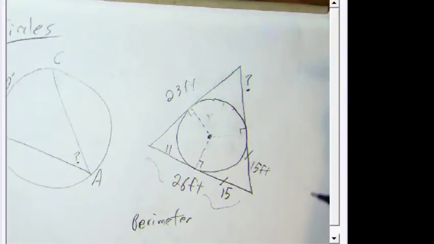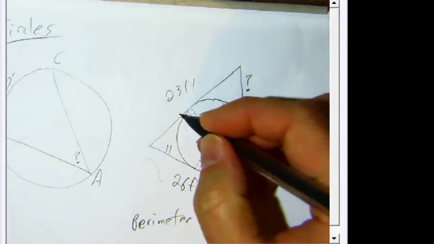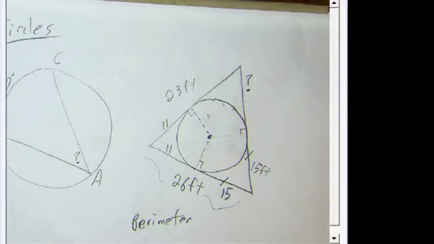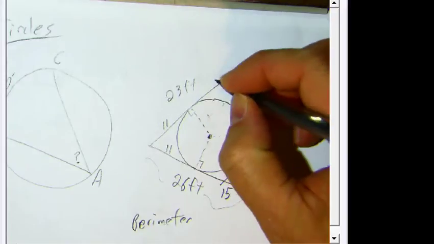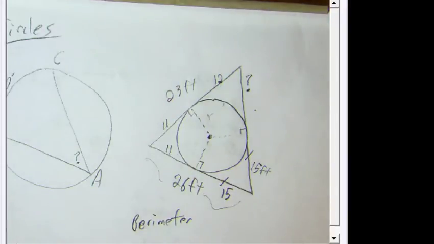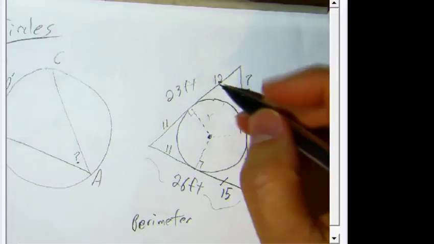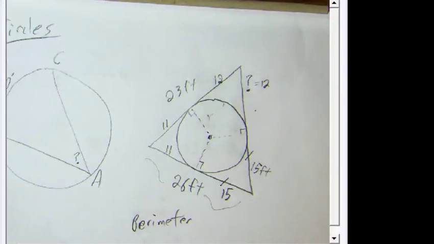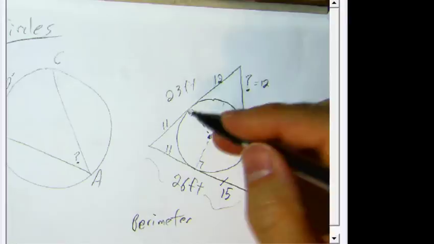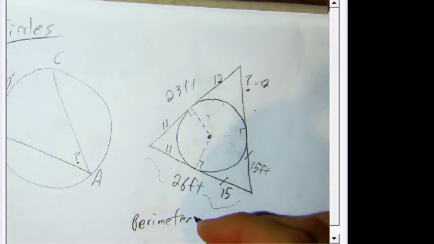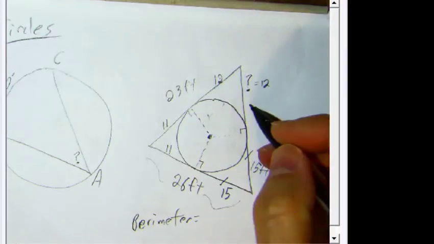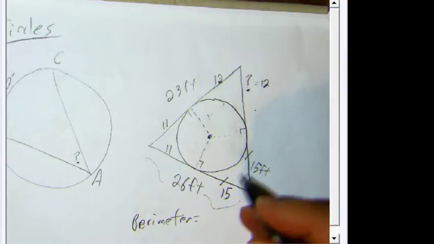Once we have that as 11, then the same logic applies here. If that's 11, then this is 11. So then 23 minus 11 makes this one 12. And if this one's 12, then that one's 12. Now we can do our perimeter by adding up all the way around. We can add up all the little pieces, or we can do these two big ones and the two little ones, it doesn't matter.